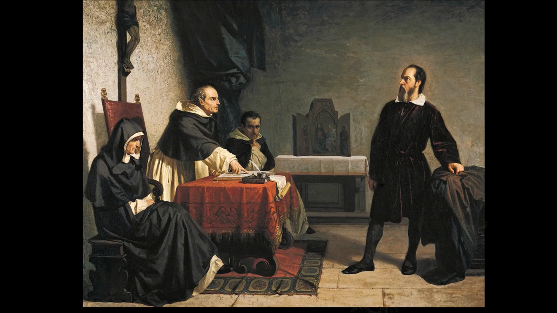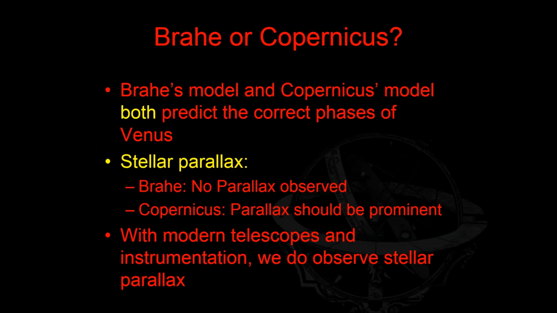But there was still a problem. There was the last vestiges of geocentrism holding on. The phases of Venus showed that the Copernican model could be right, but was it right? Tycho Brahe's heliocentric-geocentric mix model still worked. It still predicts the phases of Venus in the same way that the heliocentric system would.